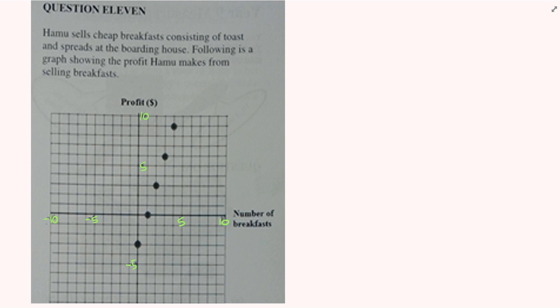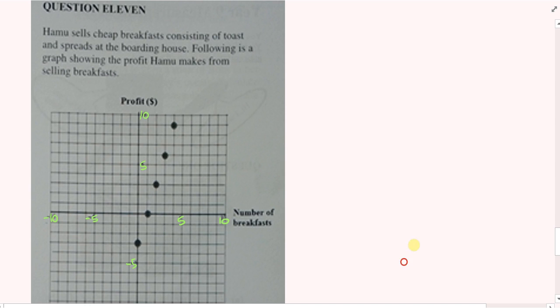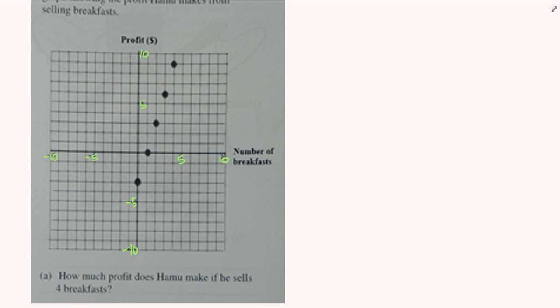So if we look at the graph, along the vertical axis we have the profit, and along the horizontal axis we have the number of breakfasts. That is the number of breakfasts that he would sell. So the first question is asking us, how much profit does Hamu make if he sells 4 breakfasts?